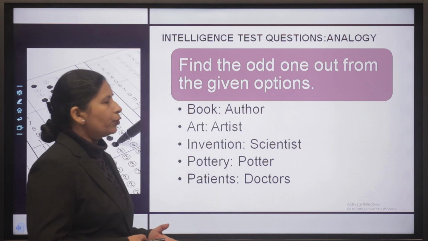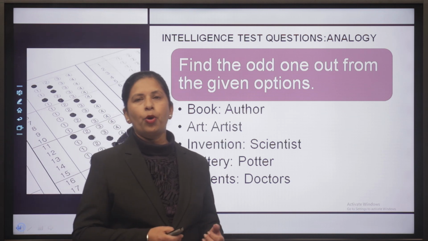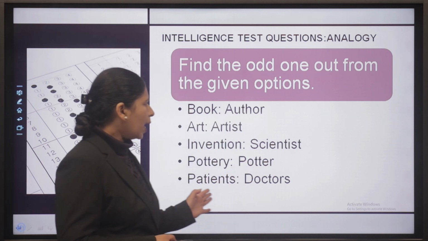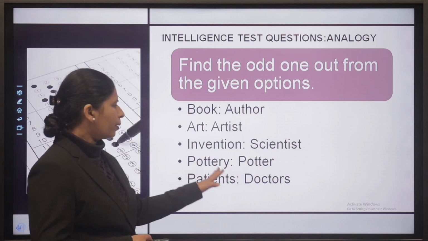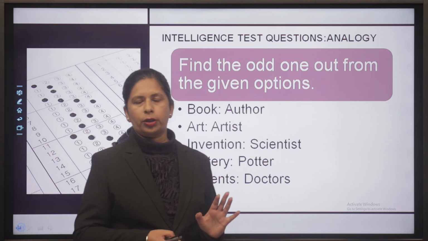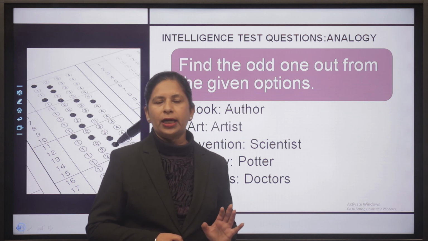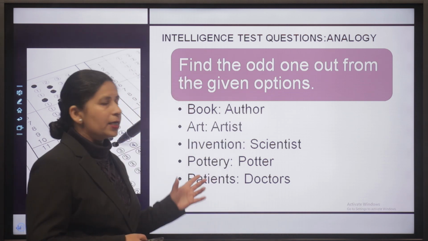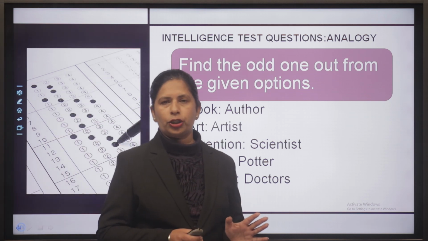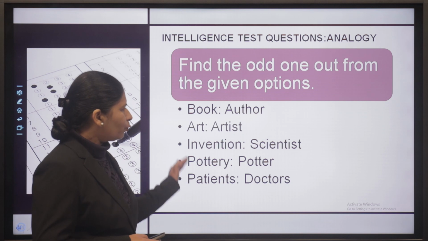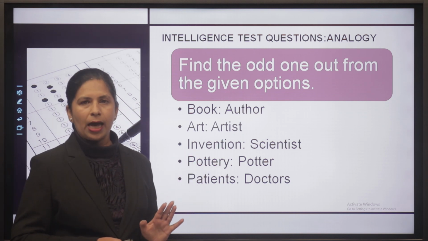Find the odd one out from the given options. Book, author. Art, artist. Invention, scientist. Pottery, potter. Patient, doctor. So in this particular question, they are saying that one pair is dissimilar and all the rest of the pairs are following an analogy. So you have to see which is not following that particular analogy.